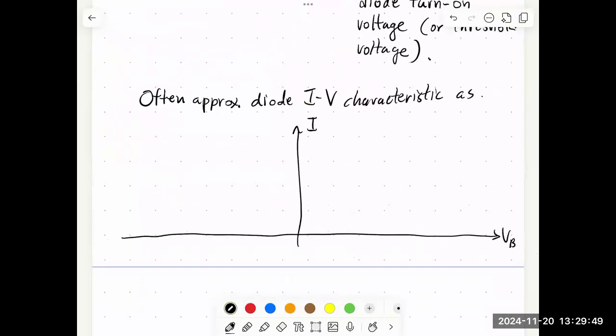So here's V battery. The approximation is the current is exactly 0 until we reach the turn-on voltage, and then it can be whatever value is required by the circuit that the diode is in. And so this would be VD. This is the approximation we used when we were analyzing our rectifier circuit to convert an AC voltage to a DC voltage.